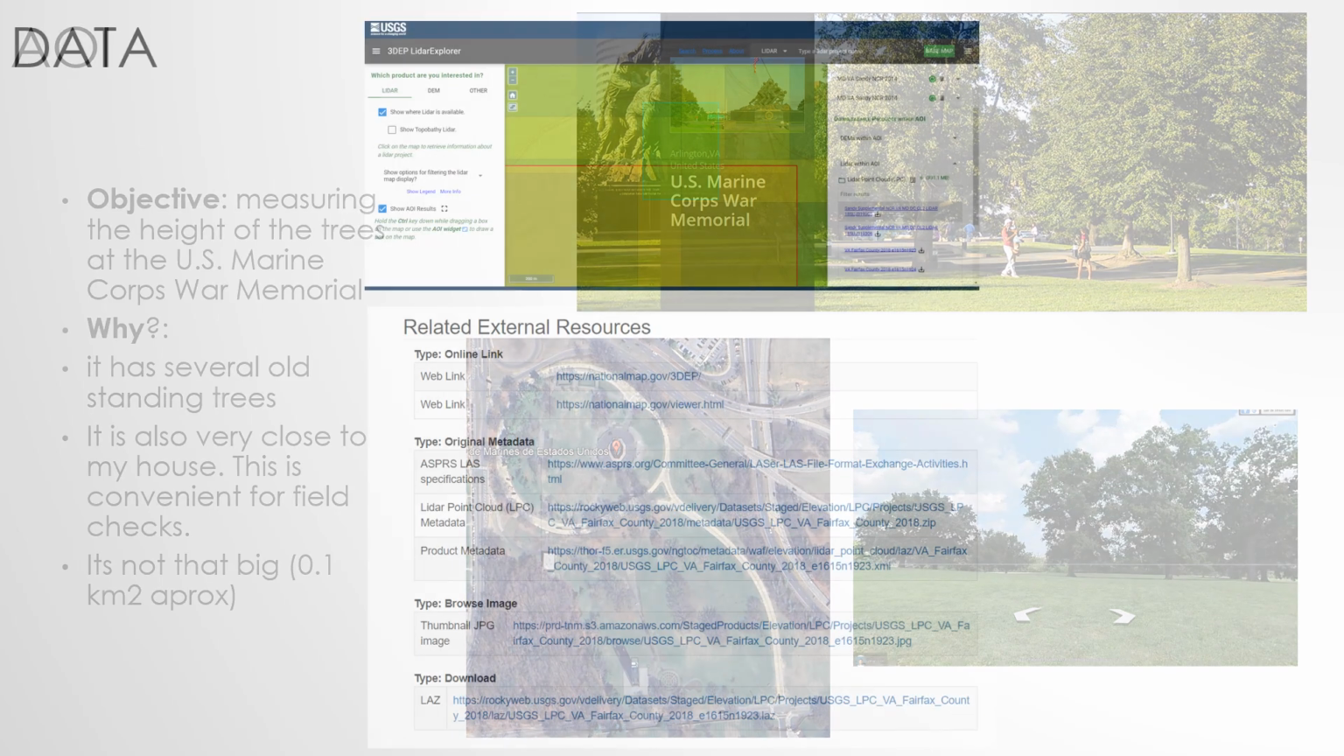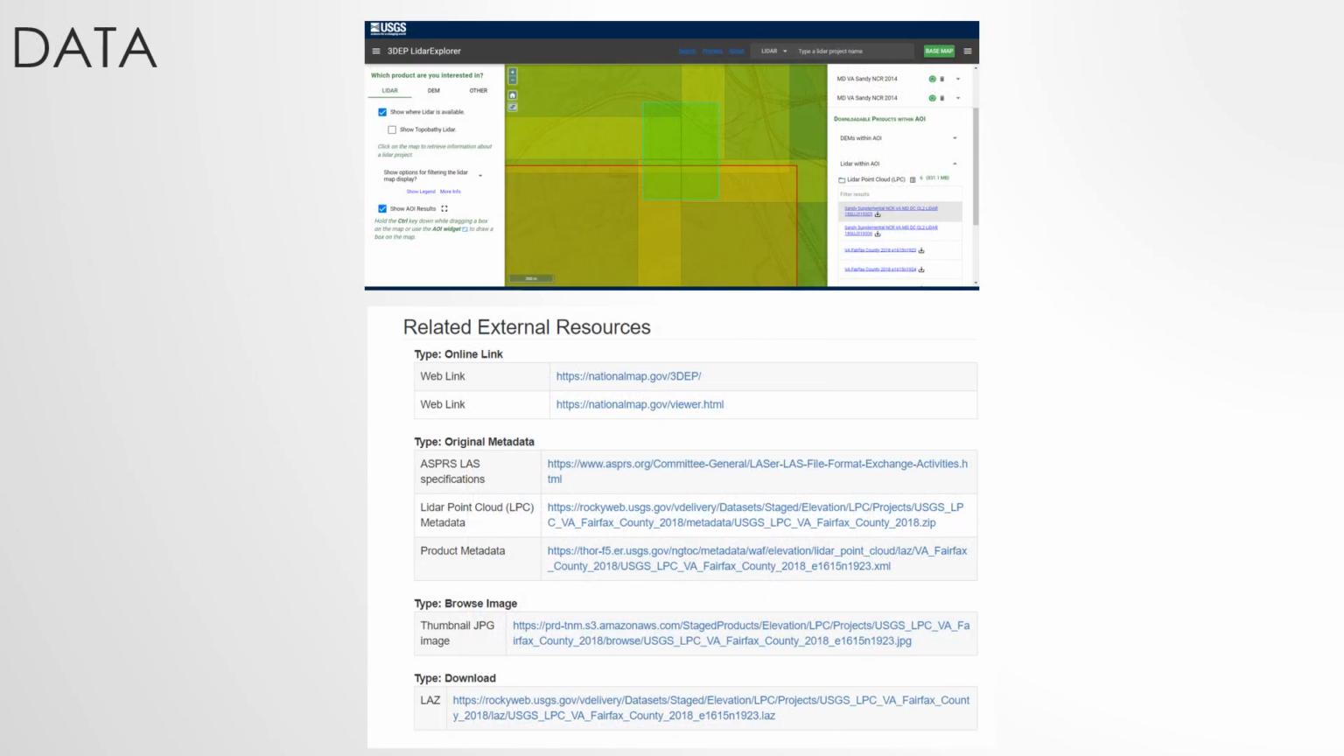And to do so, I'm planning to get data from the US Geological Survey. I already identified a few data sources coming from the Virginia state municipality, and it also includes the metadata. So this is what I'm planning to do.